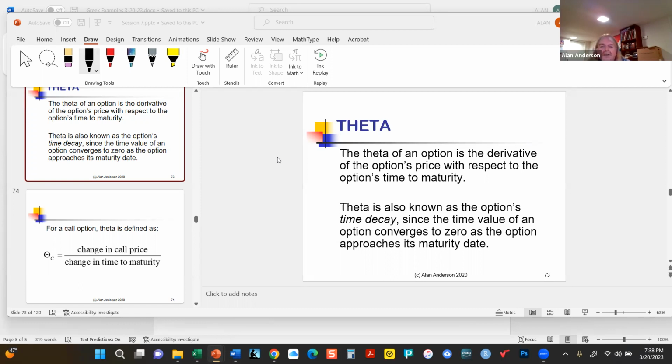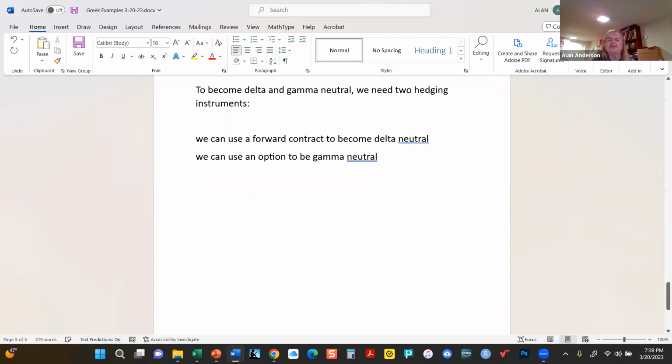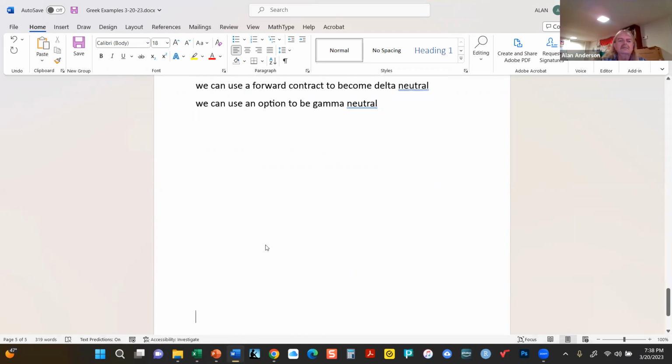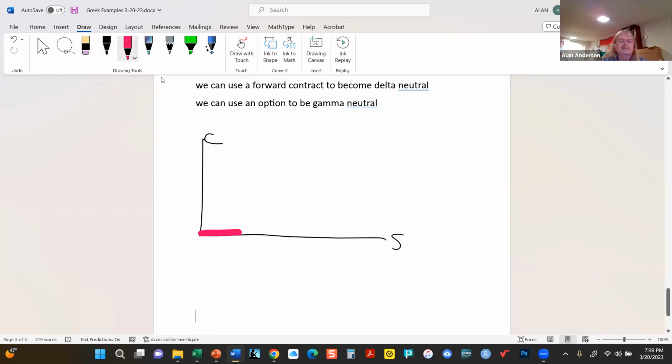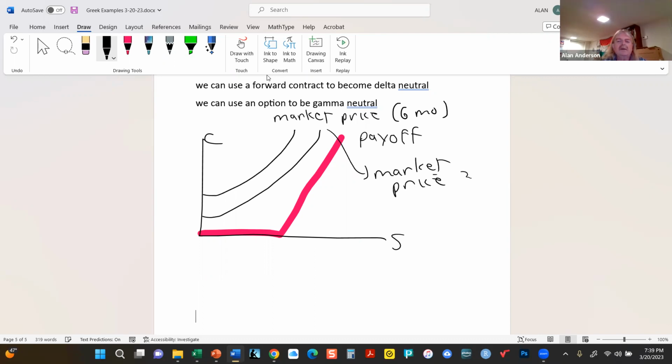Now, here, what we're specifically referring to is how much does the options price change? Well, actually, sorry. The time value of the option changes as we get closer to the maturity date. Okay, so in other words, and we've seen this before. Let me just quickly remind you, let's say for a call. Here's the payoff, intrinsic value. Let's say the market price with 6 months to maturity. And then after 3 months, well, anyway, you get the idea.